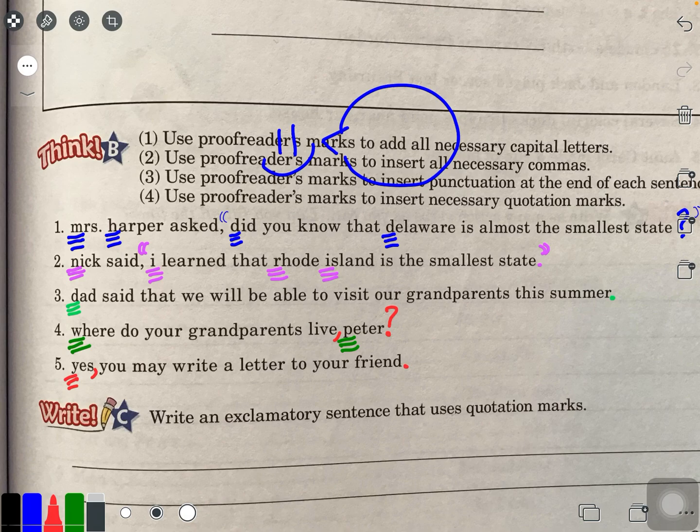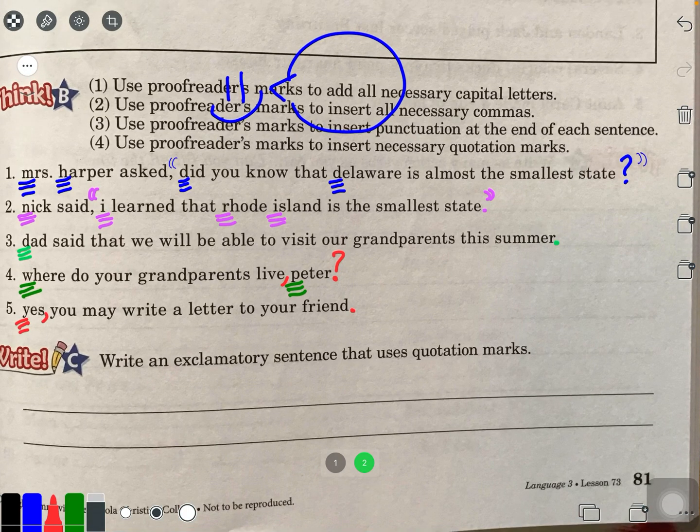Please be sure to ask me any questions if you have any at our meeting. Next, write C. Write an exclamatory sentence that uses quotation marks. Oh, this is neat. You can share this at our meeting, but I'm gonna try to help you out. And I don't want you to necessarily copy mine. I'm just gonna give you an idea. So I'm gonna use black, and it has to be an exclamatory sentence, meaning you're expressing strong emotions, you're happy. Sometimes you can be mad, but it's mostly happy, right? So I'll start with myself. April Joy laughed.